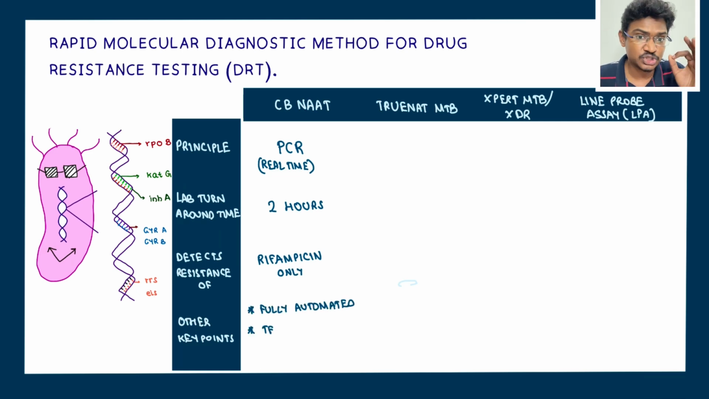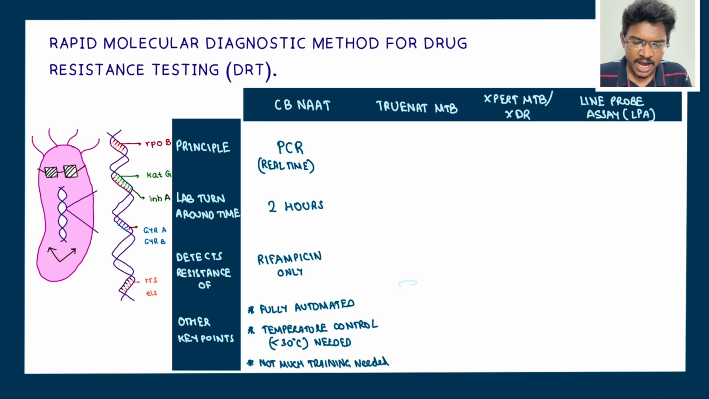It takes 2 hours for the samples to be processed. Then it detects resistance of only rifampicin. It is fully automated, and it needs a temperature of less than 30 degrees for optimal functioning. And since it is fully automated, not much training is needed for any technicians.